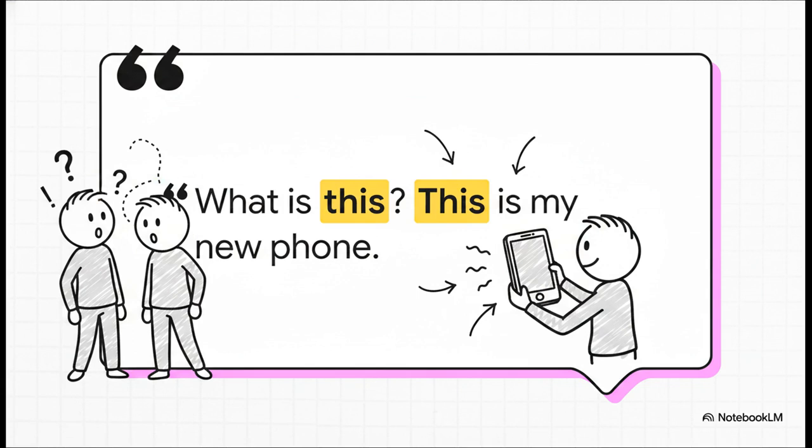"Hey, what is this?" And the friend replies, "This is my new phone." Because the phone is right there, physically near both of them, they both naturally use this. It's immediate, it's present, and it's physically close.